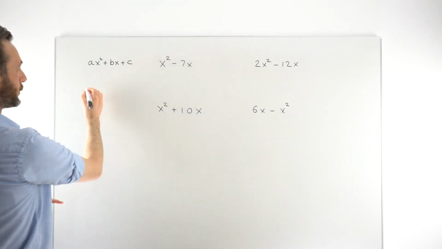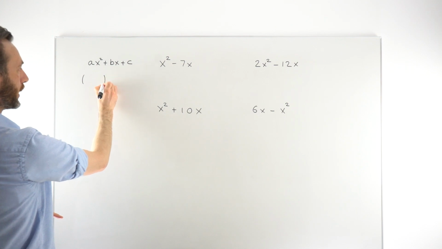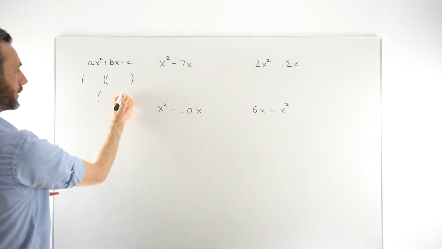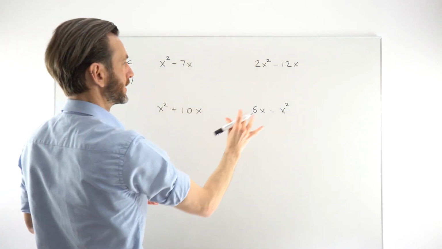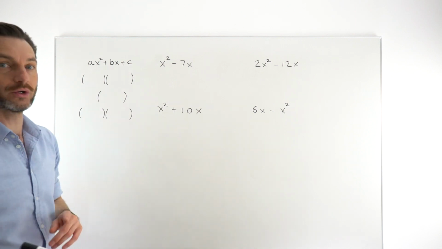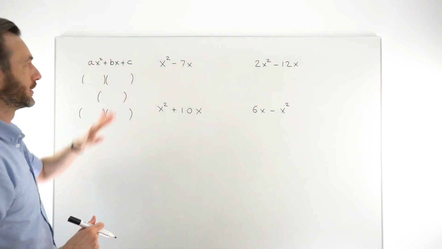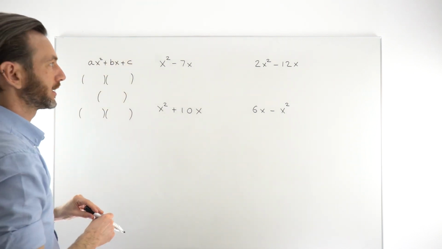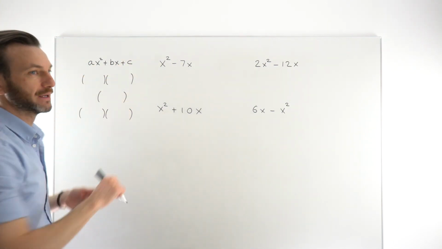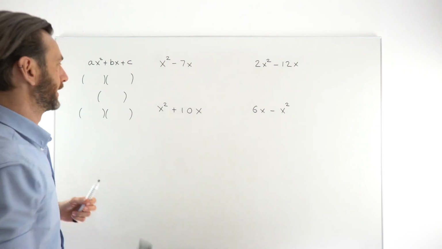So there's three options with these. They either factorize into two brackets as a trinomial. They factorize into one bracket using a common factor, and that's what we're going to look at today. Or they factorize into two brackets as a difference of squares. So three different ways that these quadratic expressions can factorize, depending on the original structure. So we're looking at this kind of middle option today.